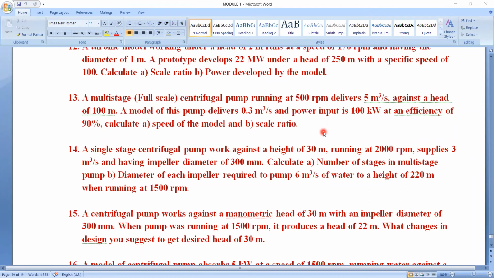See here, we have two pumps. The first one is the single stage centrifugal pump, and the second one is the multi-stage centrifugal pump. Just observe the cursor here carefully. We have to assume both the single stage and multi-stage centrifugal pumps as geometrically similar machines, and we have to calculate the required unknowns. Is that clear? Okay. Let me stop the screen sharing here.